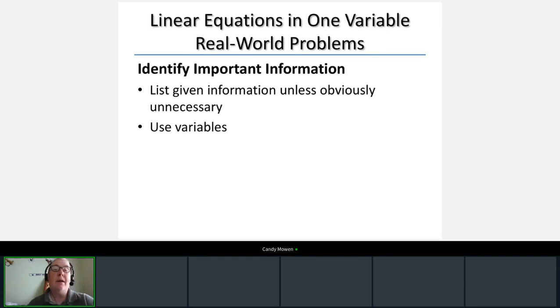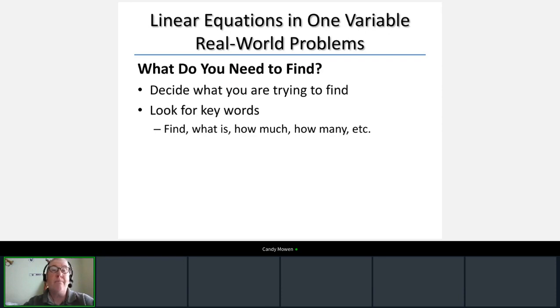Let's give a list of given information, cross out what's unnecessary, and use variables. This is identifying the important information when you reread through your word problem. What do you need to find? Decide what you are trying to find. Look for keywords. Find what is, how much, how many, etc.